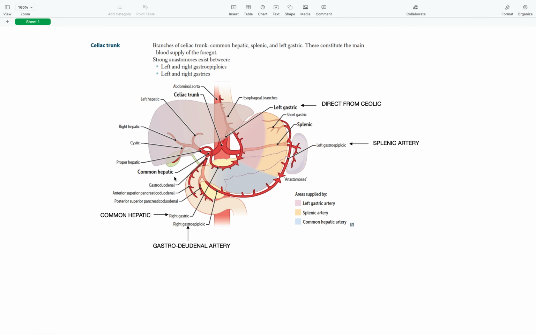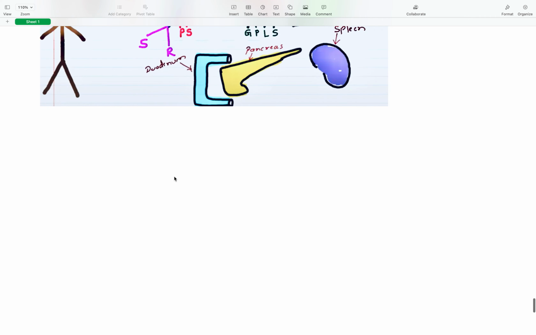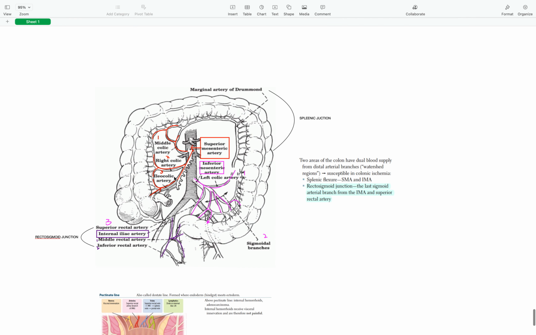All right, so this is all about the celiac trunk. In the next video, I will cover in detail the superior mesenteric artery and the inferior mesenteric artery.